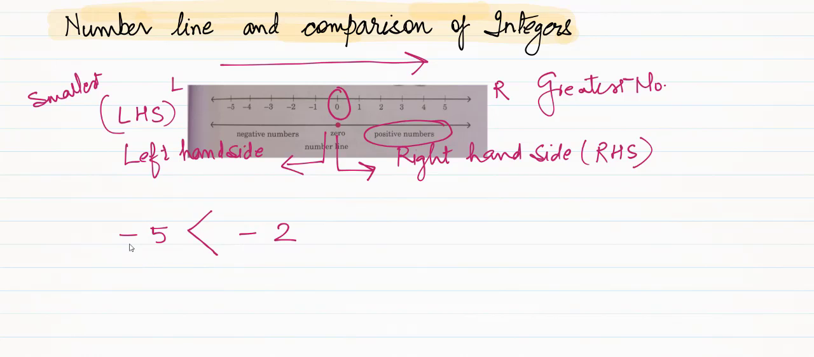So this is how we are concluding from the number line, and we are easily able to compare, provided you remember that the left hand side on a number line comes out to be the smallest and the right hand side comes out to be the greatest.